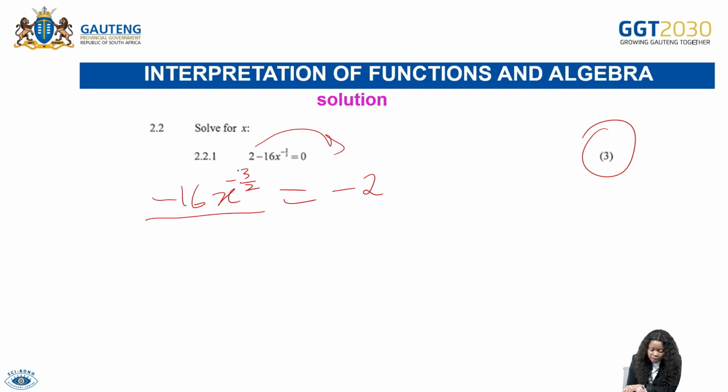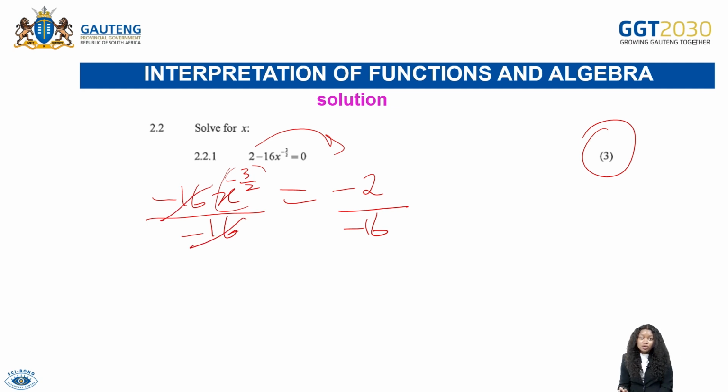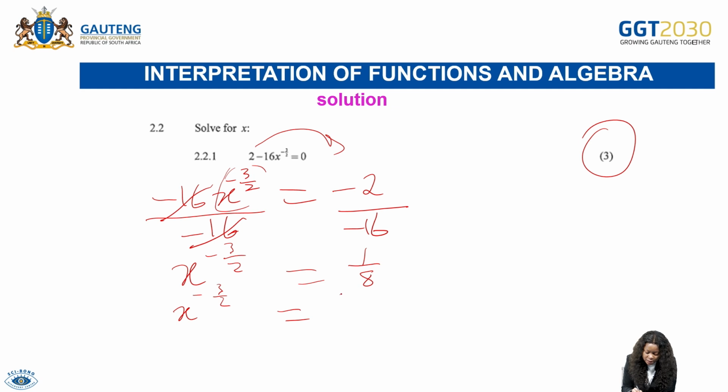You need to isolate this by dividing by negative 16 and also dividing by negative 16. So negative 16 divided by negative 16, you'll get positive 1. Then you'll be left with x to the exponent negative 3 all over 2 equals 2 divided by 16. That should give you 1 all over 8. Then you have x to the exponent negative 3 all over 2 equals, I can write the 8 as 1 all over 2 to the exponent 3, right? Then I can take this and make it a numerator. And if you do that, then it means you will have 2 to the exponent negative 3, right?